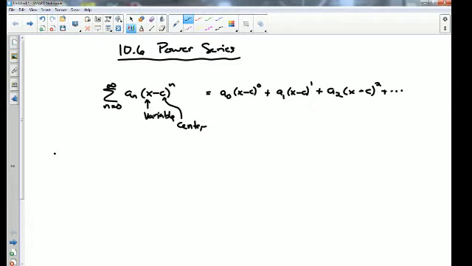And what we're going to do is, where does this converge and diverge? Okay. So for what values of x? So we'll put a number in there. Does it converge or diverge? Just like a series we've been looking at. Okay. So the best way to look at this is through the geometric series.